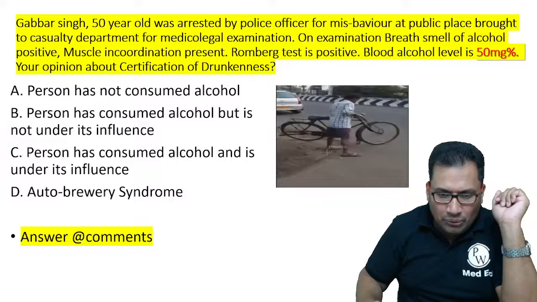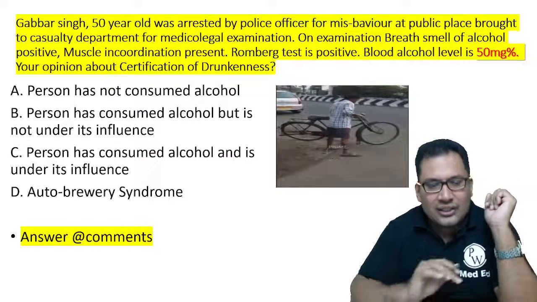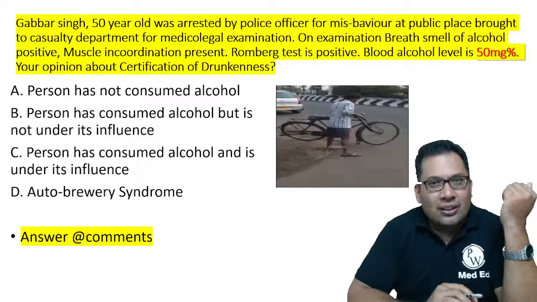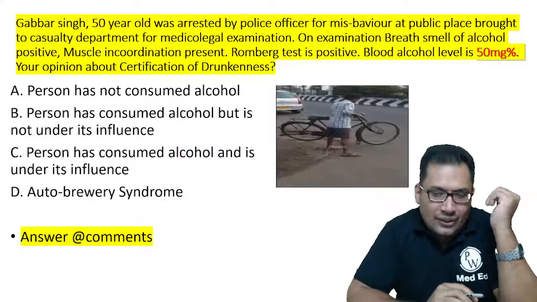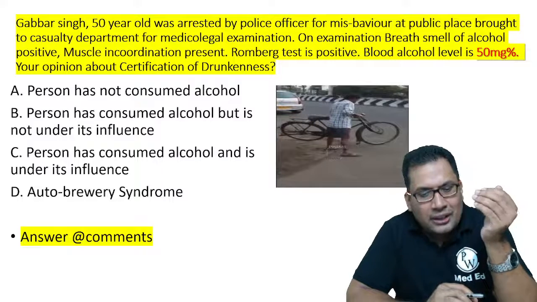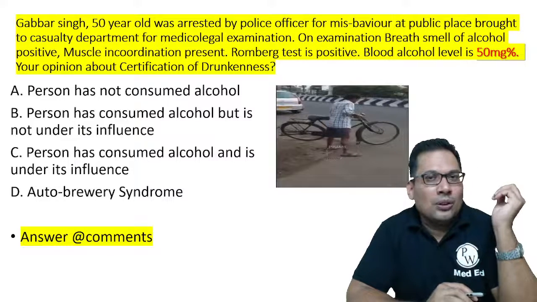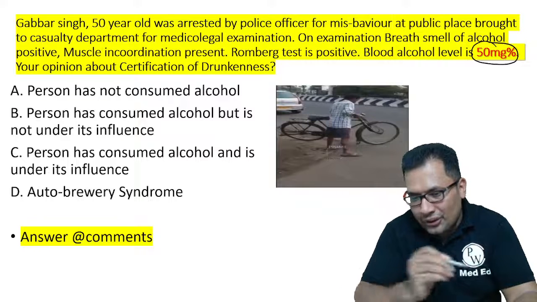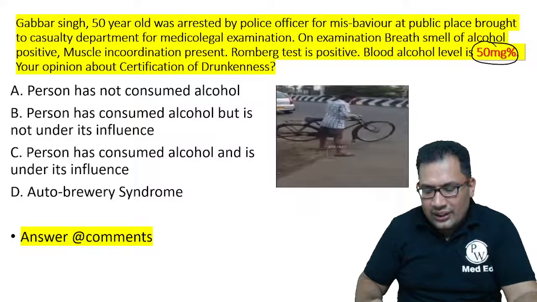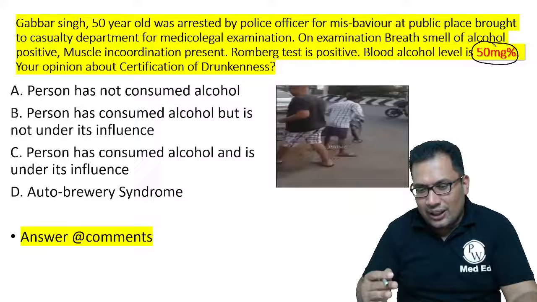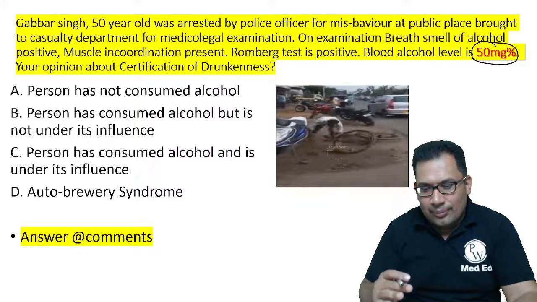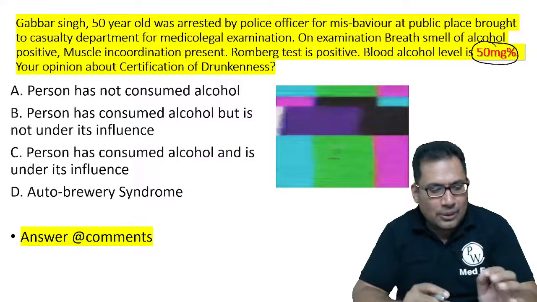Finally, I have a question for you as we discuss in our classes. Gabbar Singh, 50 years old, arrested by a police officer for misbehavior at a public place. On examination, there is a smell of alcohol, muscle incoordination present, Romberg test is positive, blood alcohol level is 50 milligram percent. And this is how he looks. You can see the image video there. There is muscle incoordination and he is under the influence, right?